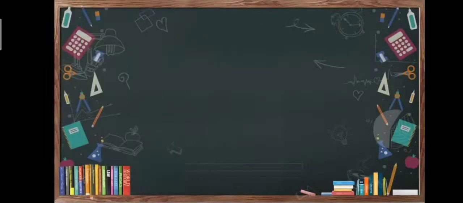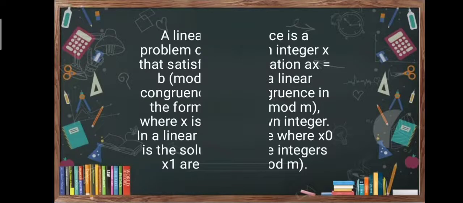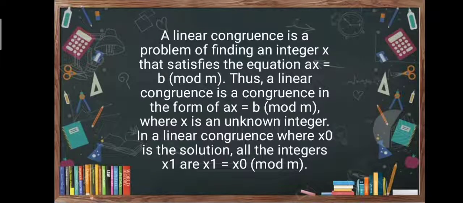So what is a linear congruence? A linear congruence is a problem of finding an integer x that satisfies the equation ax ≡ b mod m. Thus, a linear congruence is a congruence in the form ax ≡ b mod m, where x is an unknown integer. In a linear congruence where x0 is a solution, all the integers x1 such that x1 ≡ x0 mod m are also solutions.